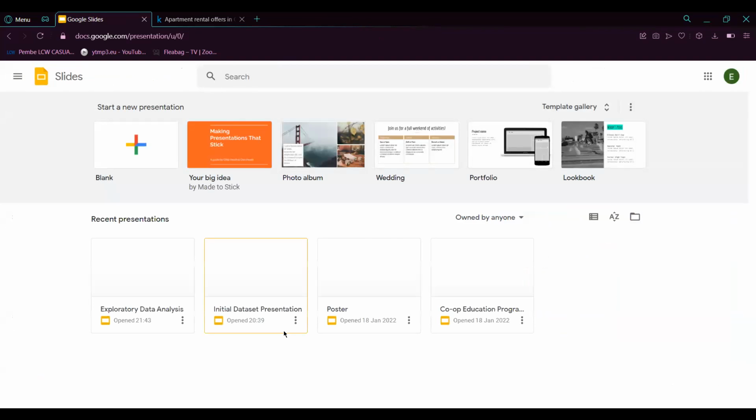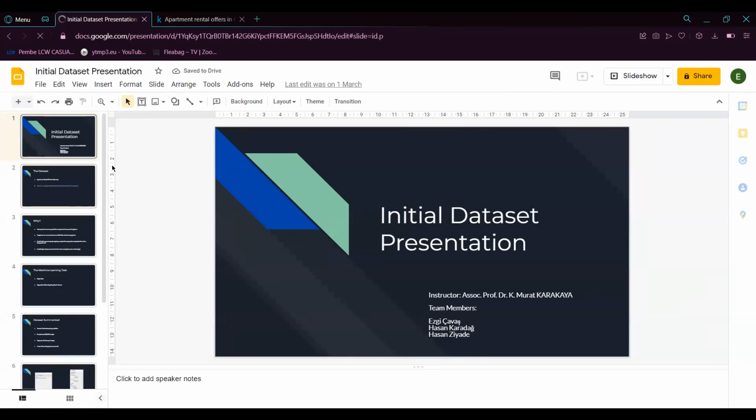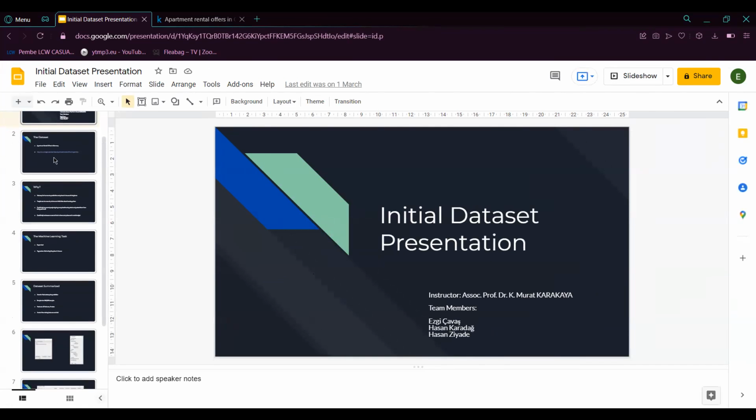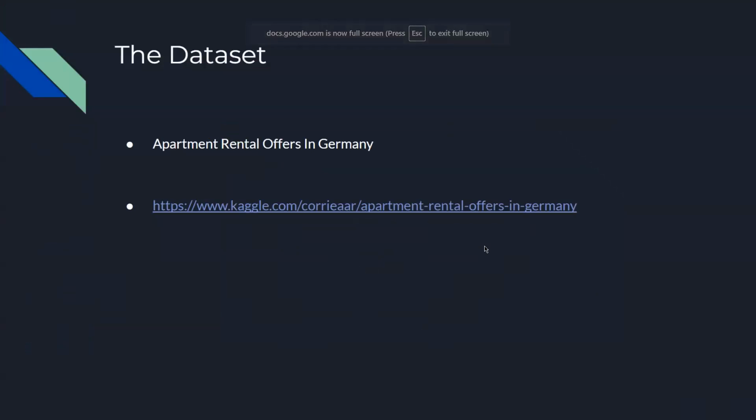Let me show it. Since we did it in the initial dataset presentation, I didn't want to repeat myself. That's why I didn't include these slides. But let me introduce our dataset again. It's a linear regression problem about apartment rental offers in Germany.